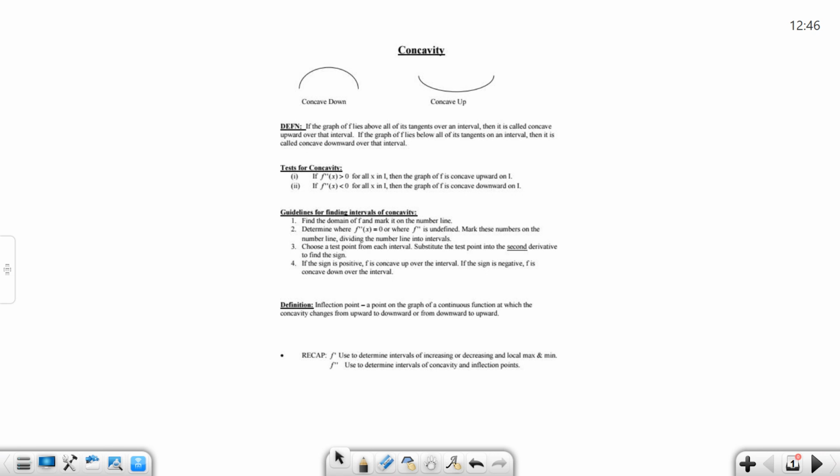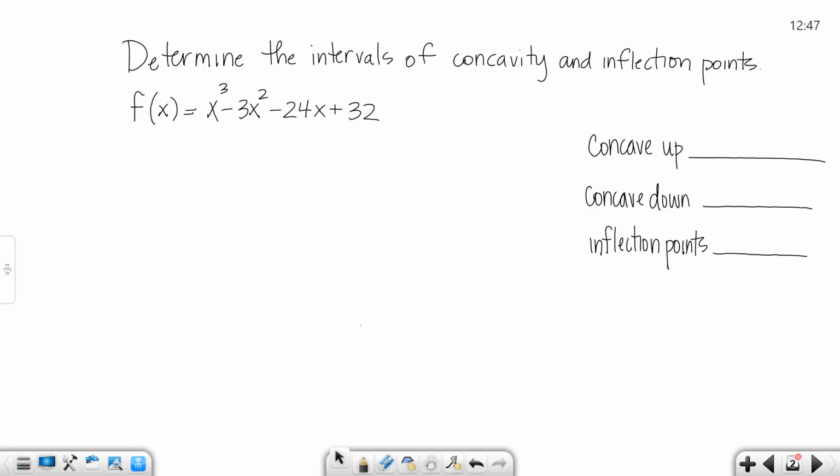Okay, it's the second derivative. Increasing and decreasing is the first derivative, but concavity is the second derivative. So basically you're doing the same thing you did in the previous section, except you're doing it all with the second derivative. The functions are a lot easier too. Okay, so in this one I ask you to determine the intervals of concavity and find the inflection points.